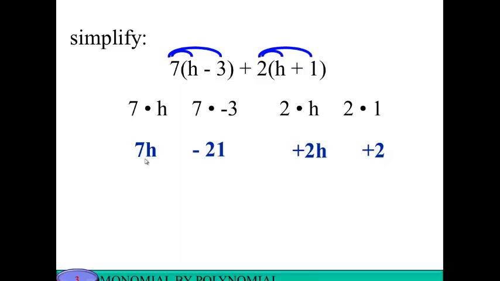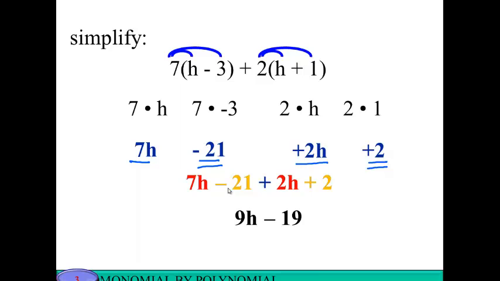Now note that we have here like terms. 7h and 2h are like terms. Negative 21 and positive 2, so these two are like terms. 7h plus 2h will give us 9h. Minus 21 plus 2 will give us negative 19 or minus 19. So this will be our final answer.